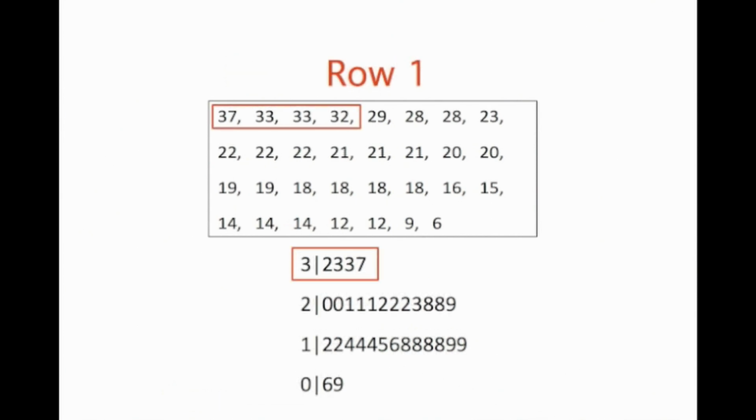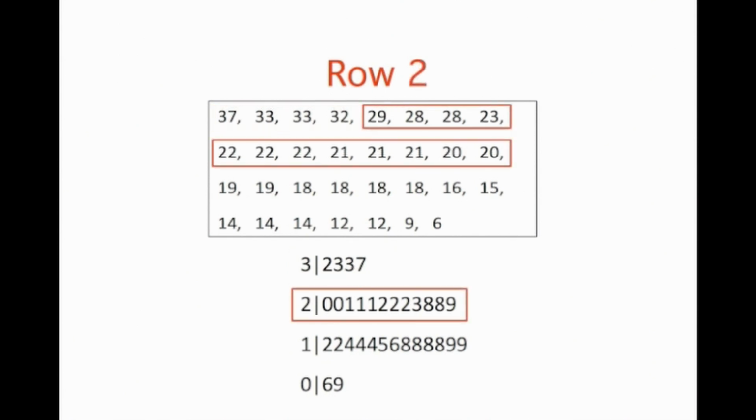To make this clear, let's examine the display more closely. In the top row, the 4 leaves to the right of the stem 3 are 2, 3, 3, and 7. Combined with the stem of 3, these leaves represent the numbers 32, 33, 33, and 37, which are the number of touchdown passes for the first 4 teams.